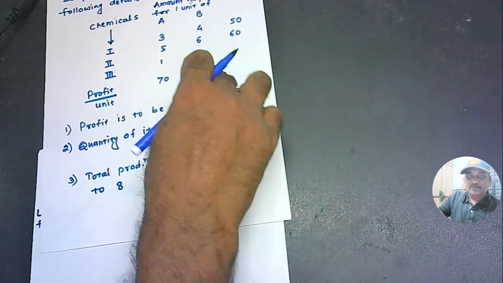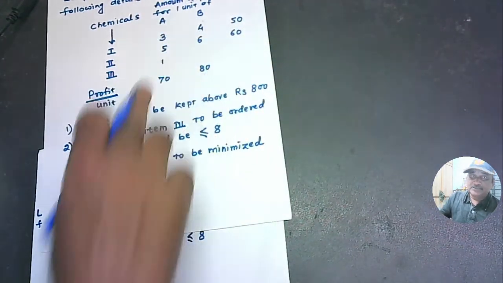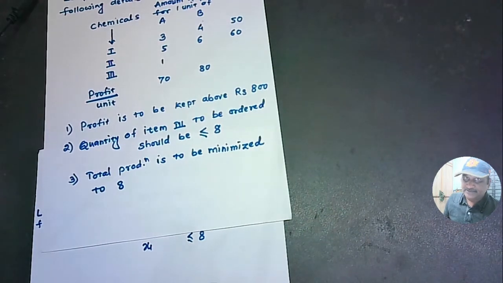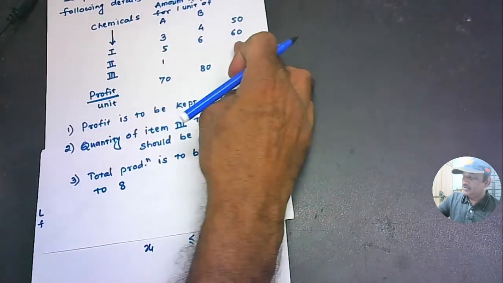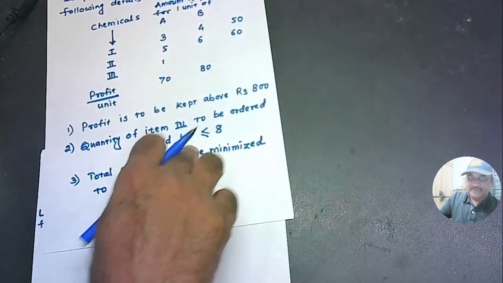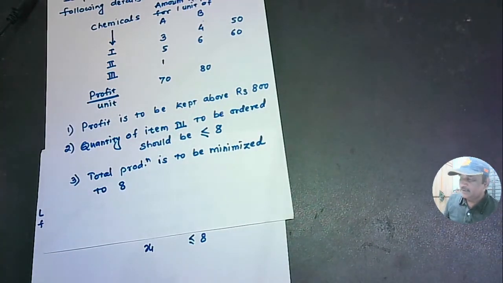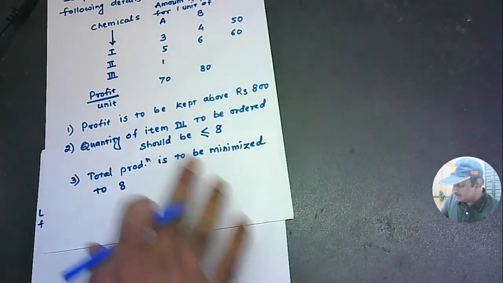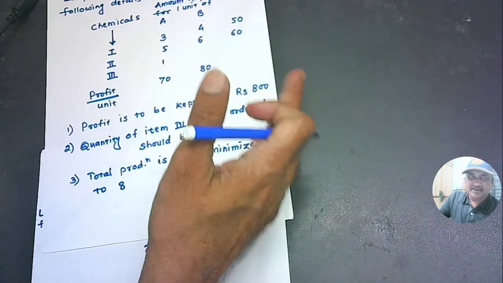This profit is already considered: 70x1 plus 80x2. The first constraint: 3x1 plus 4x2 less than or equal to 50. Second constraint: 5x1 plus 6x2 less than or equal to 60. And here, though the availability is not given, it is given here. So I have written the constraint 1 into x1 less than or equal to 8, and there seems to be some constraint here. Profit is to be kept above 800.